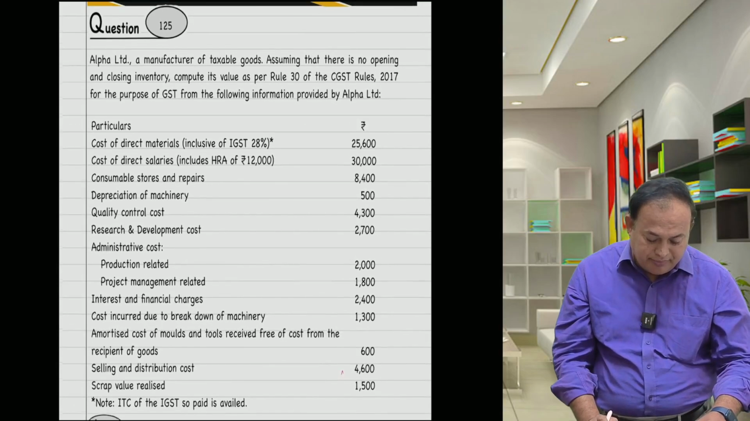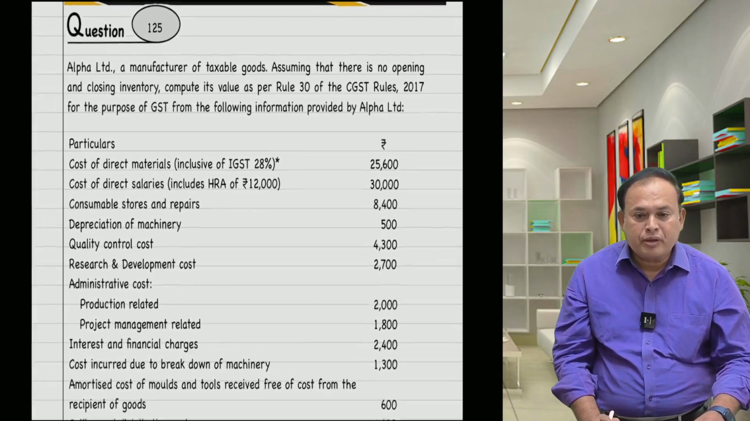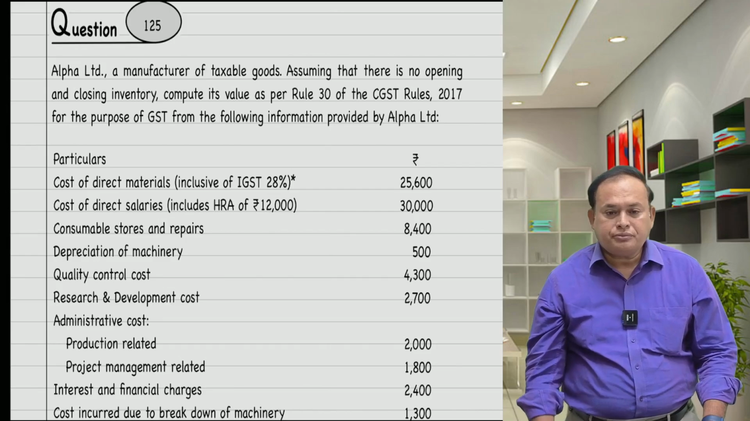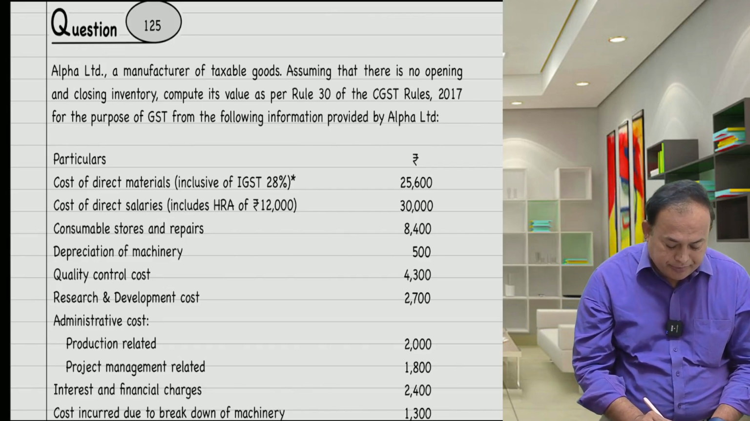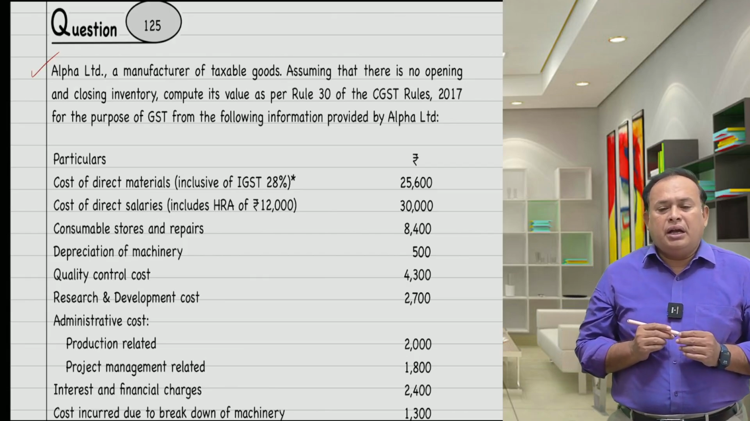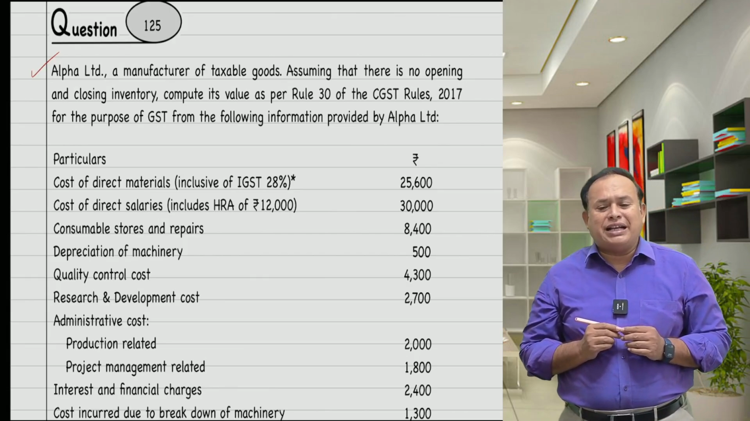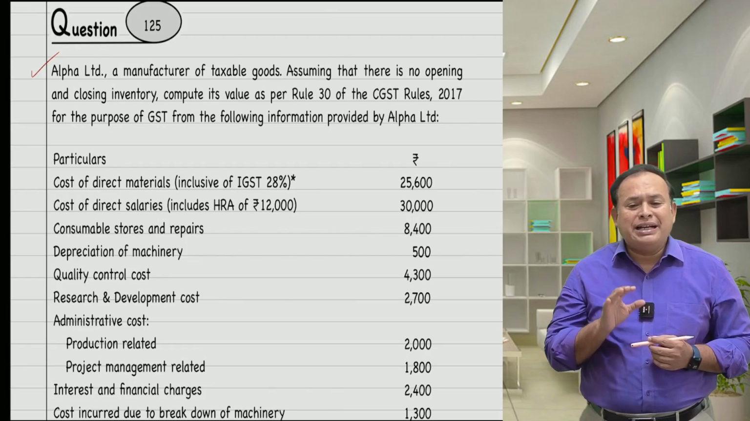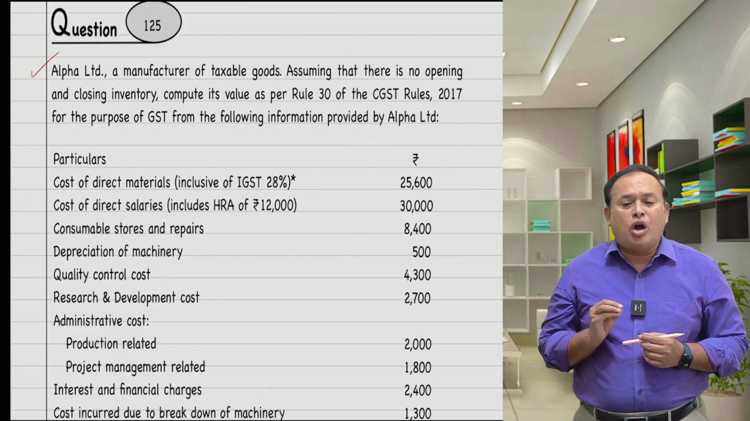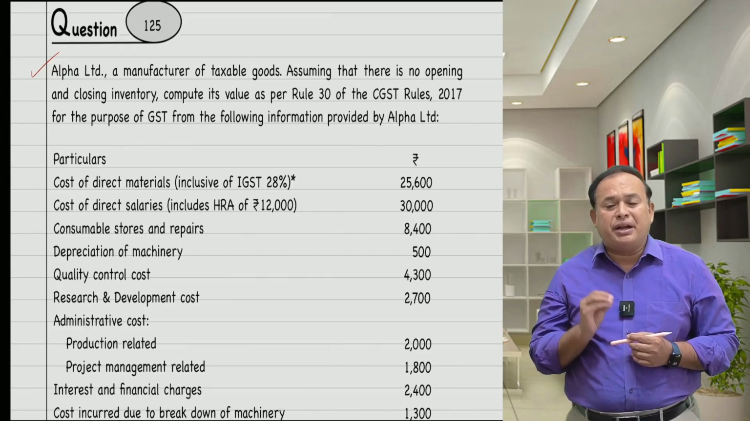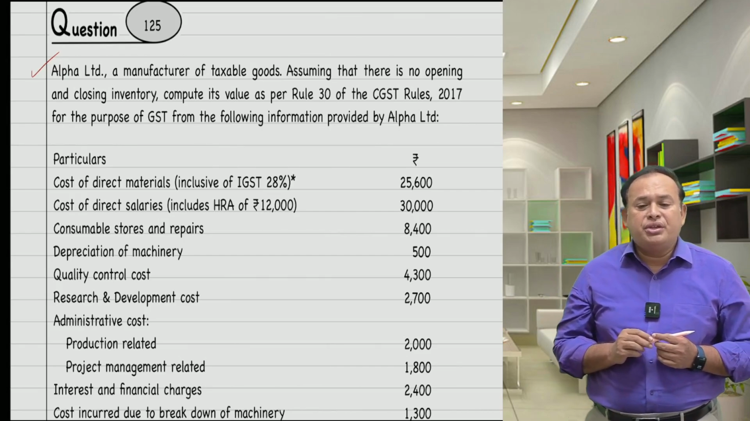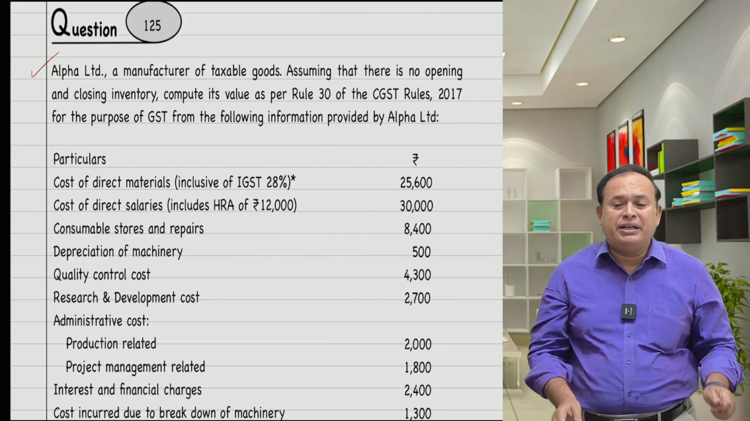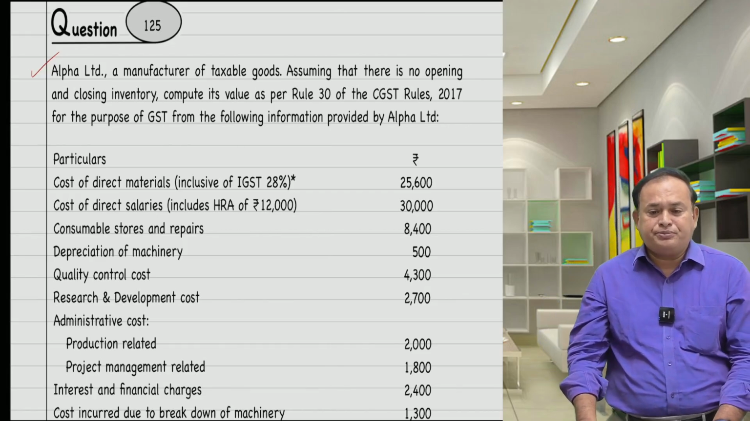This is an RTP problem, sir. Reading as follows. Alpha Limited, a manufacturer of taxable goods, assuming that there is no opening and closing inventory, compute its value as per Rule 30 of the CGST Rules for the purpose of GST from the following information provided by Alpha Limited.